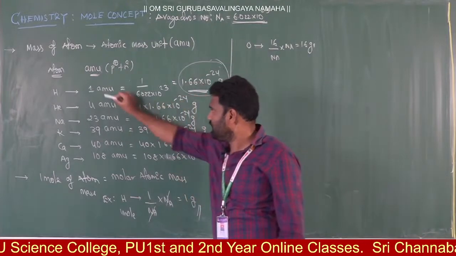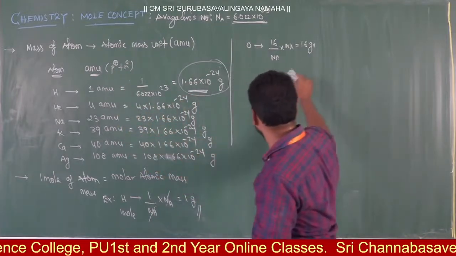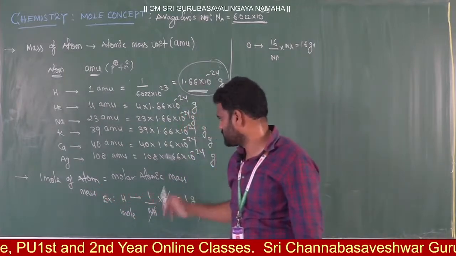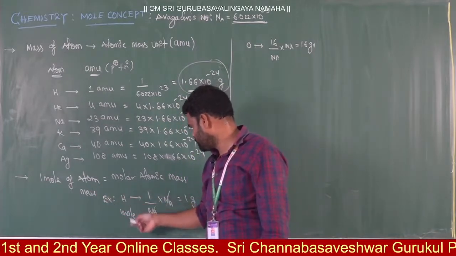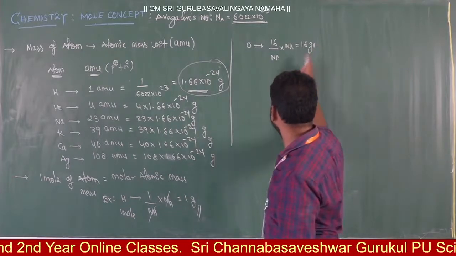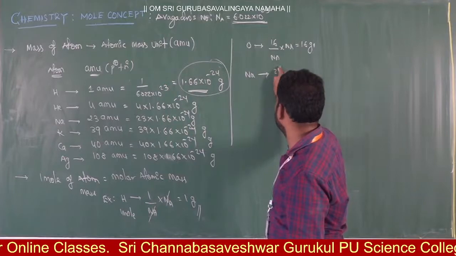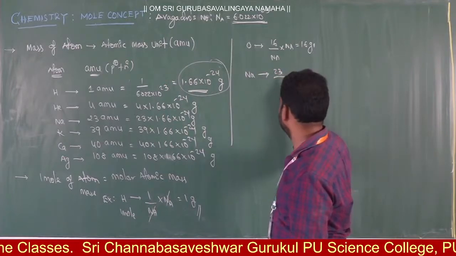Next, instead of AMU, if you write simply grams, that indicates 1 mole of atoms, or molar atomic mass. For hydrogen it will be 1 gram, for oxygen it will be 16 grams, and for sodium it will be 23 grams.